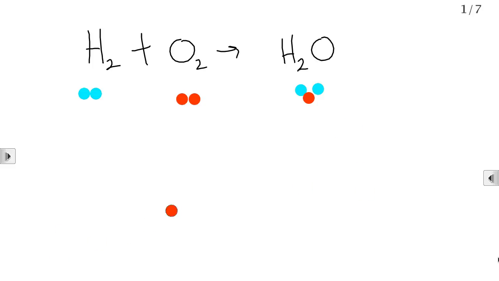I have two hydrogens, two oxygens, two hydrogens, one oxygen. So can I just add an oxygen? No. That's not water. My reaction, when I'm looking at what it's telling me, it's telling me I'm making water. This is hydrogen peroxide. H2O2 is hydrogen peroxide.